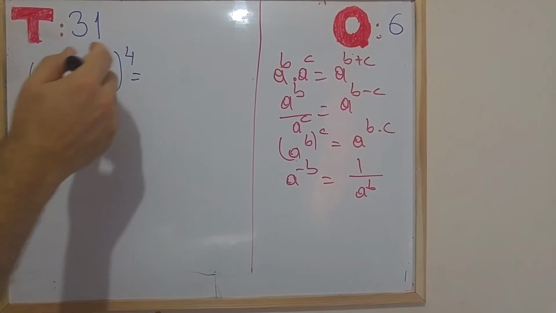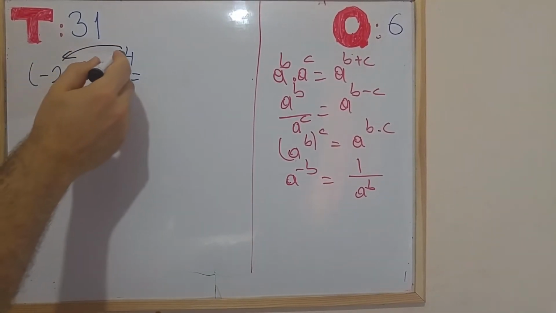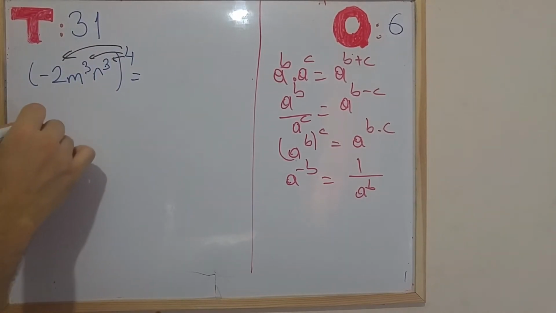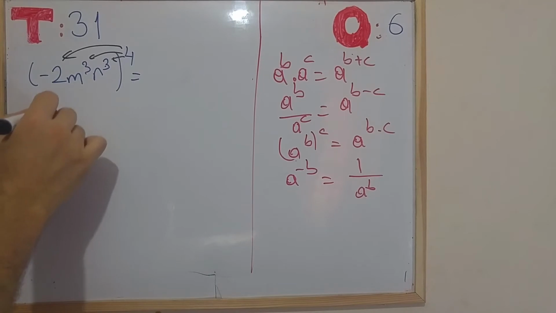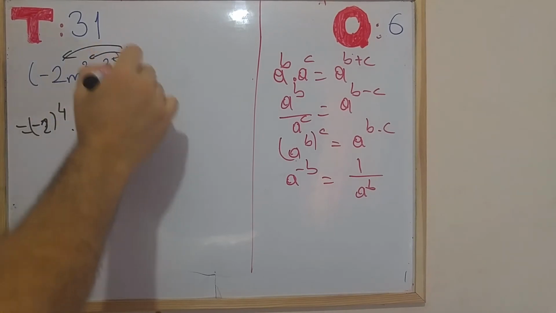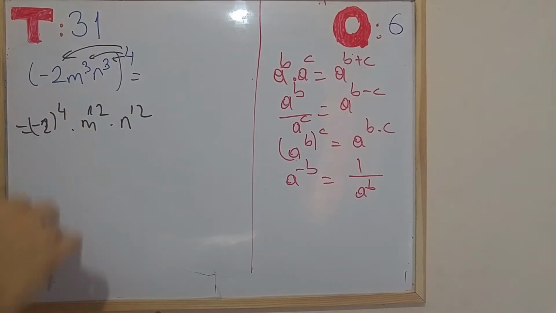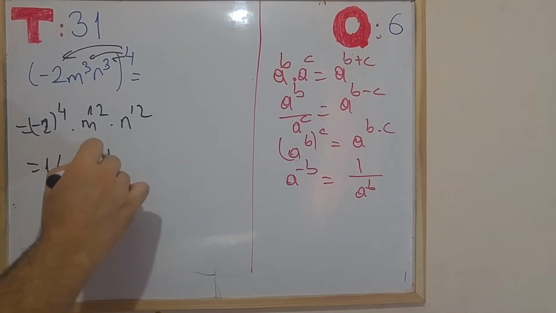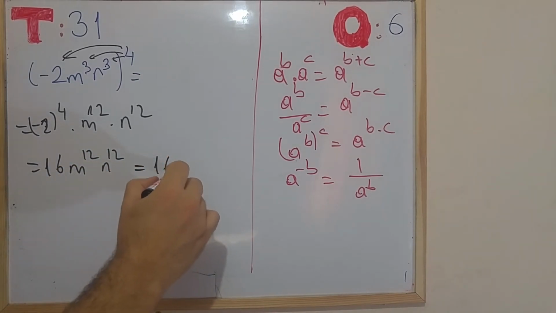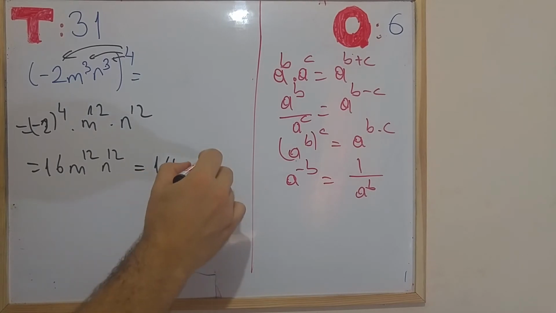This is equal to, as you remember, we're going to have this 4 multiplying with everything inside. So this is equal to actually minus 2 to the 4 times m to the 3 times 4 is equal to 12 times n to the 12. So minus 2 to the 4 is equal to 16. So this is equal to 16 times m to the 12, n to the 12. Or you could say 16 times m times n to the 12.